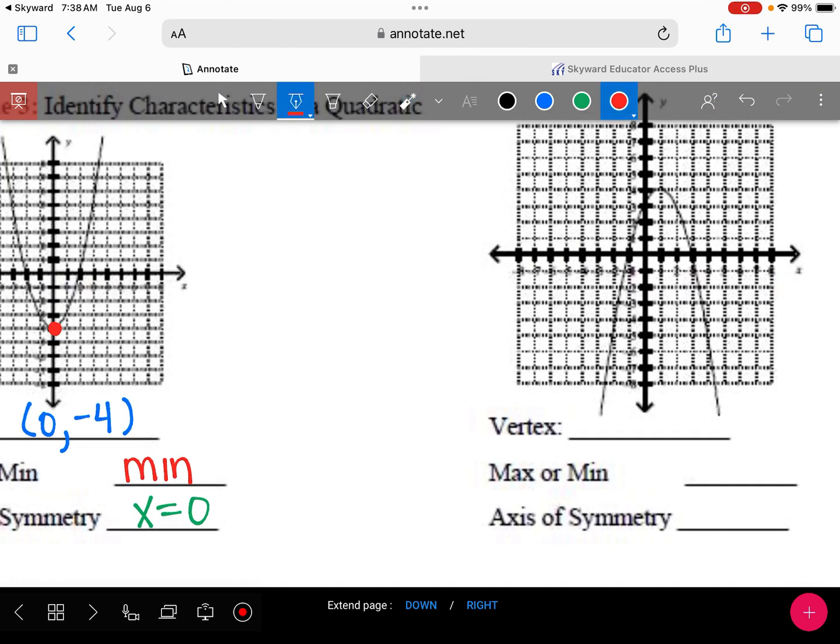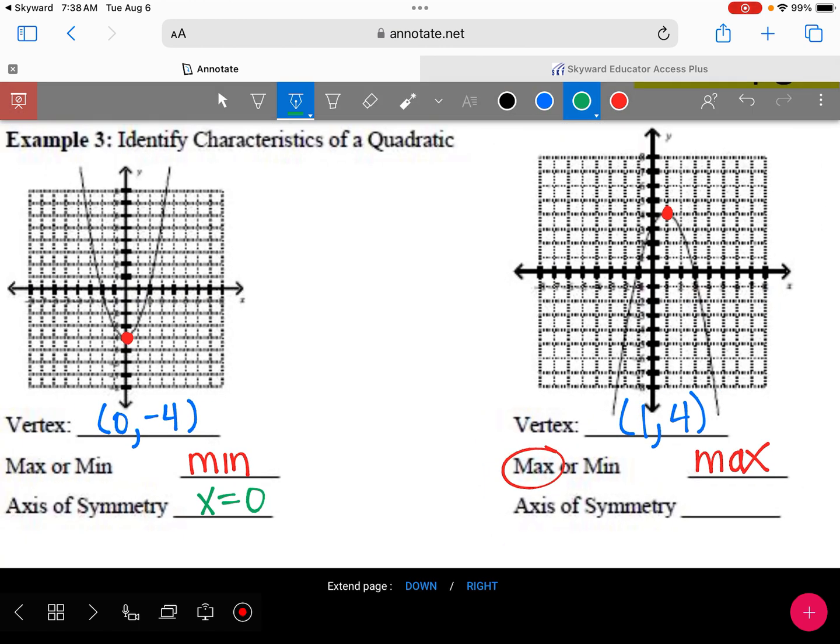Okay, so this is my vertex right here. And is that the highest point or the lowest point on the graph? Highest, so we're going to call that a maximum. This point on the graph is at +1, +4. That's my vertex. And the axis of symmetry, that's where if I were to draw a vertical line at x equals 1, it would divide the graph in half. So that would be my axis of symmetry.